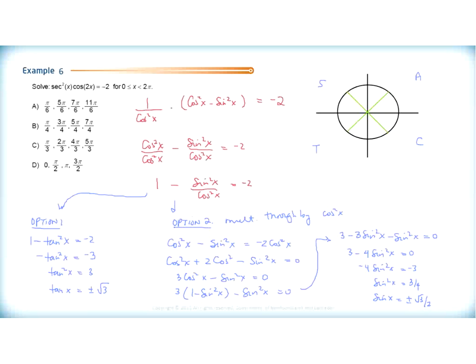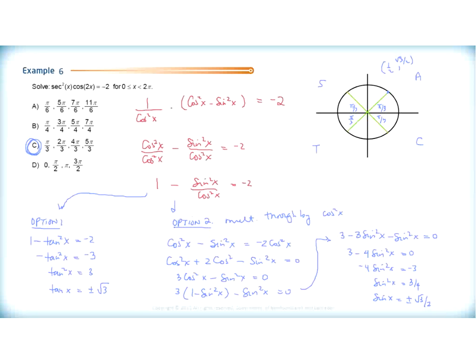Now, where is sine root 3 over 2? Sine is going to be root 3 over 2, being the second coordinate, when cosine is a half, which is at 60 degrees, or pi over 3. So when our reference angle is pi over 3, in all 4 cases, we have the correct solution. So your solution is going to be pi over 3 is one solution, 2 pi over 3 is another solution, 4 pi over 3 is another solution, and finally 5 pi over 3 is the other solution. So the correct answer here is C.